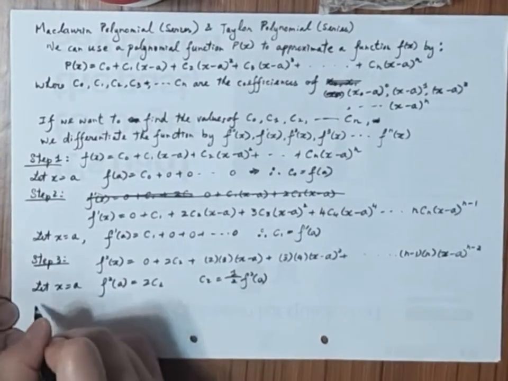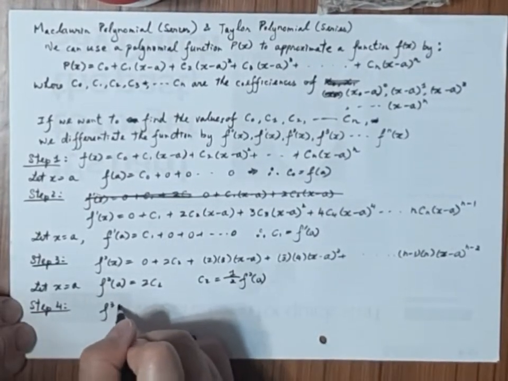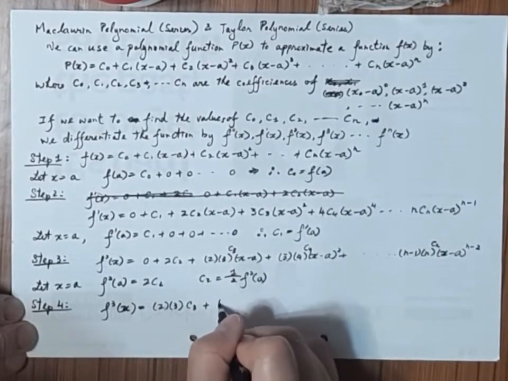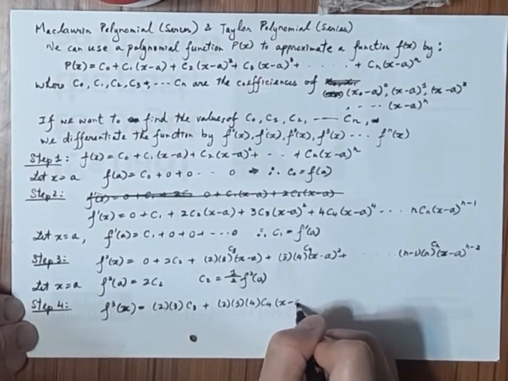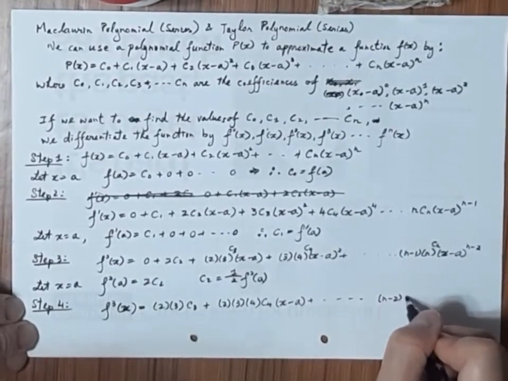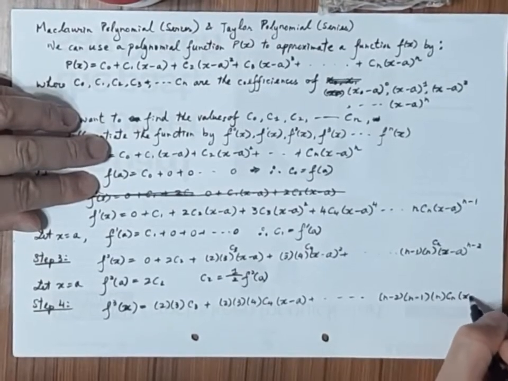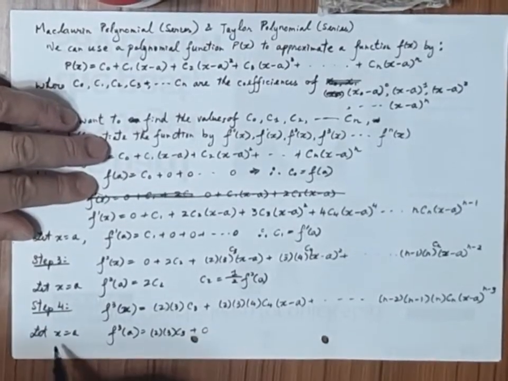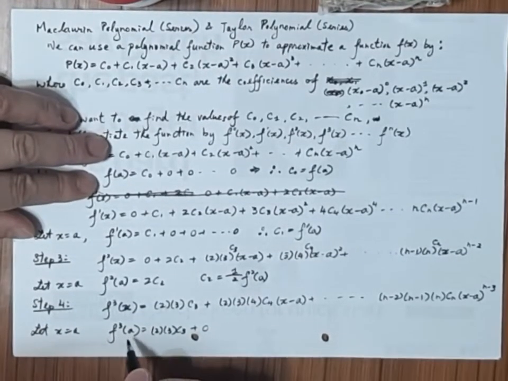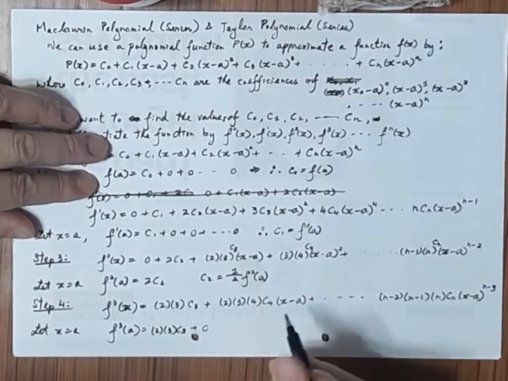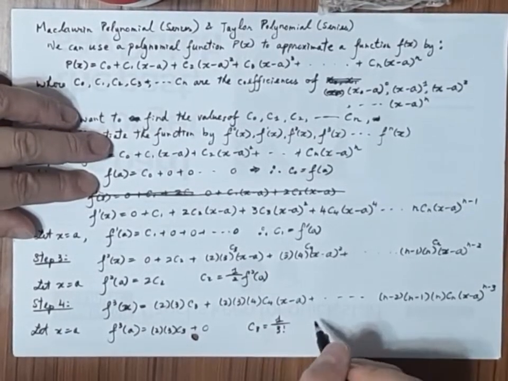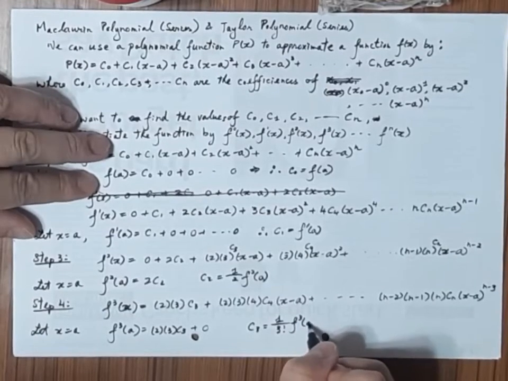We do this one more step, step 4. We have the third derivative of f(x) is equal to 2 times 3 c3 plus 2 times 3 times 4 c4(x minus a) until (n minus 2) times (n minus 1) times n cn(x minus a) to the n minus 3. And then we let x equal a again. We get the third derivative of f(a) is equal to 2 times 3 c3 plus 0. So we know that c3 is equal to 1 over 3 factorial, the third derivative of f(a).